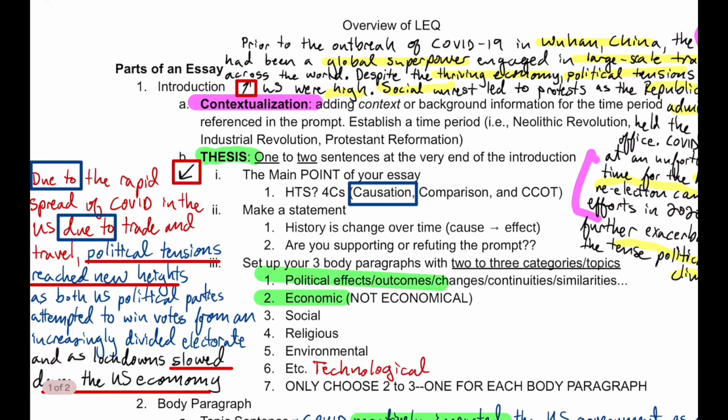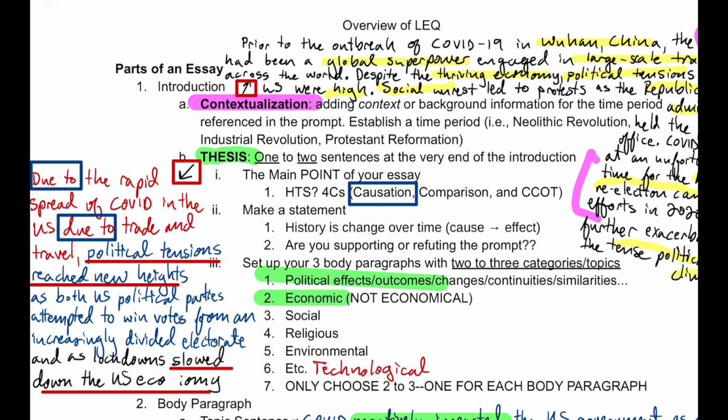So you'll notice in blue, I've squared the words that indicate our historical thinking skill of causation. So, due to, because of, right? That's cause and effect. So due to the rapid spread of COVID in the United States due to trade and travel, political tensions reached new heights as both political parties attempted to win votes from an increasingly divided electorate and as lockdowns slowed down the U.S. economy.